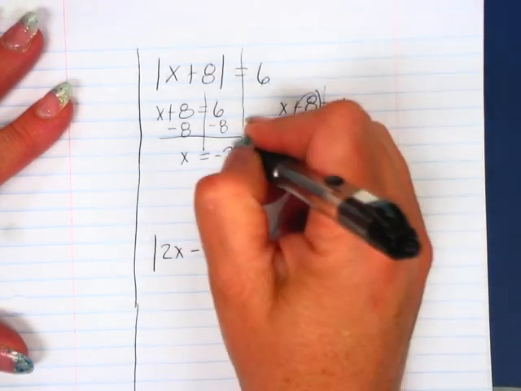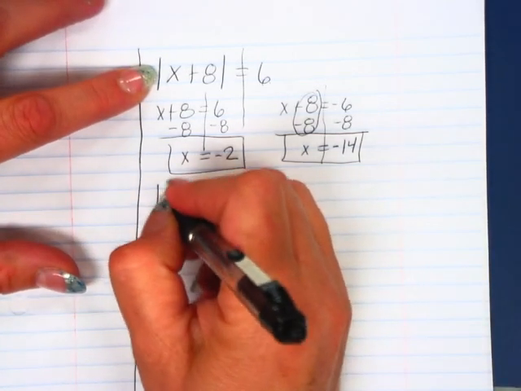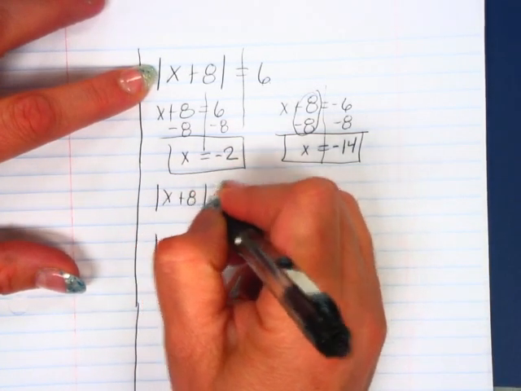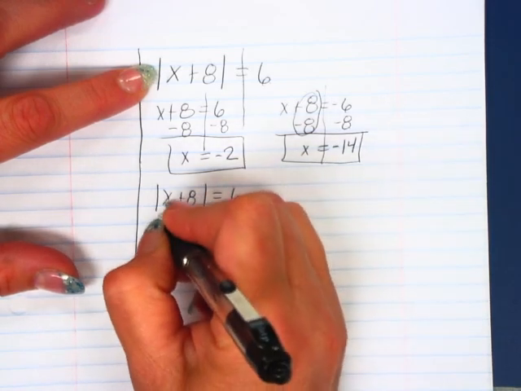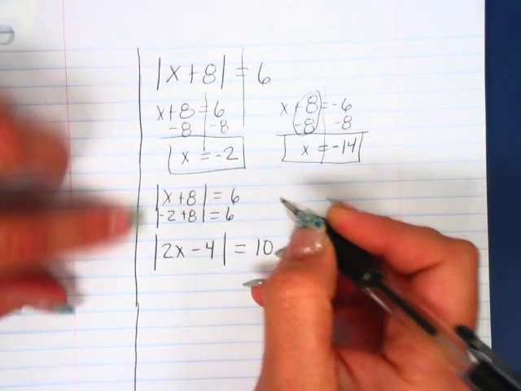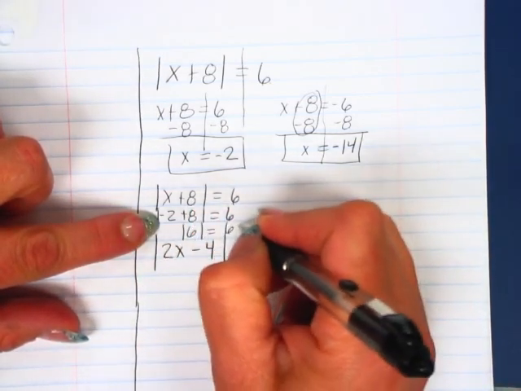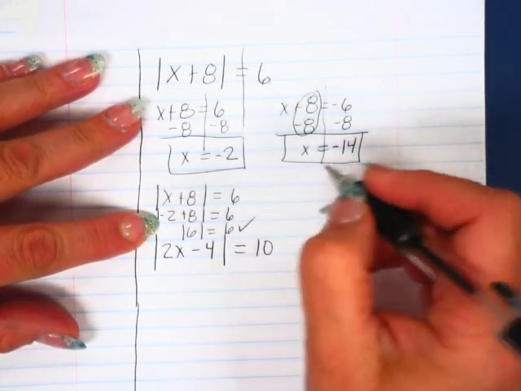Now we have two answers. We want to see if they actually work, so we're going to plug them in here. |x + 8| = 6. I have |-2 + 8| = 6. Negative 2 plus 8 is 6, and the absolute value of 6 is 6. Running out of room there.